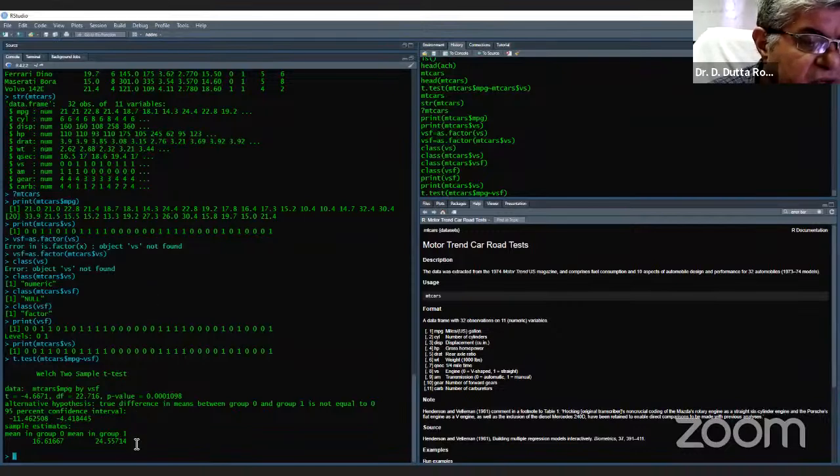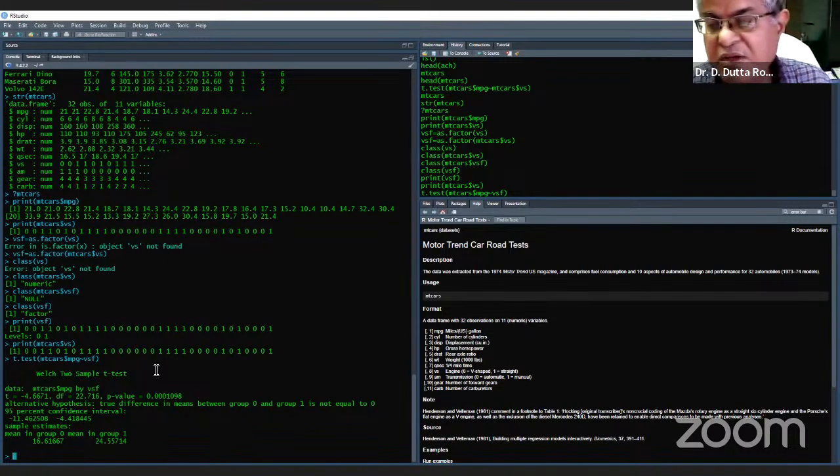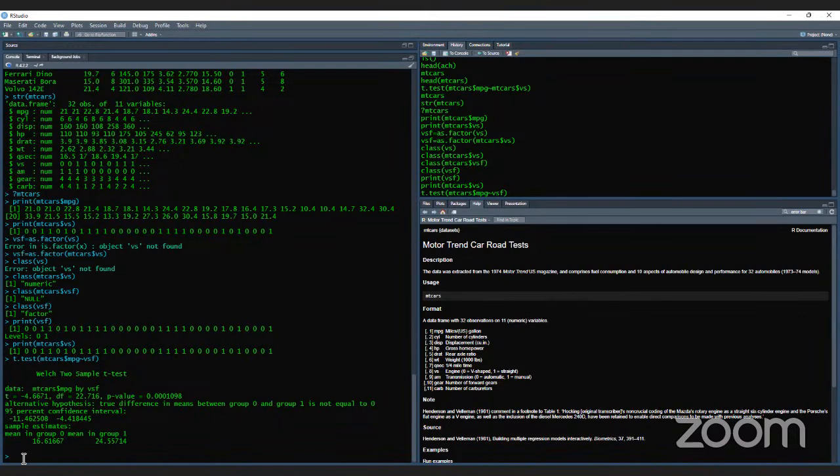And in RStudio, you will get the Welch test because RStudio is dealing with big data, so it assumes unequal variance. But if you want to do the student t-test, then you have to write down the formula, and then you can calculate the student t-test. I think this is clear to all of you. Yes, sir.